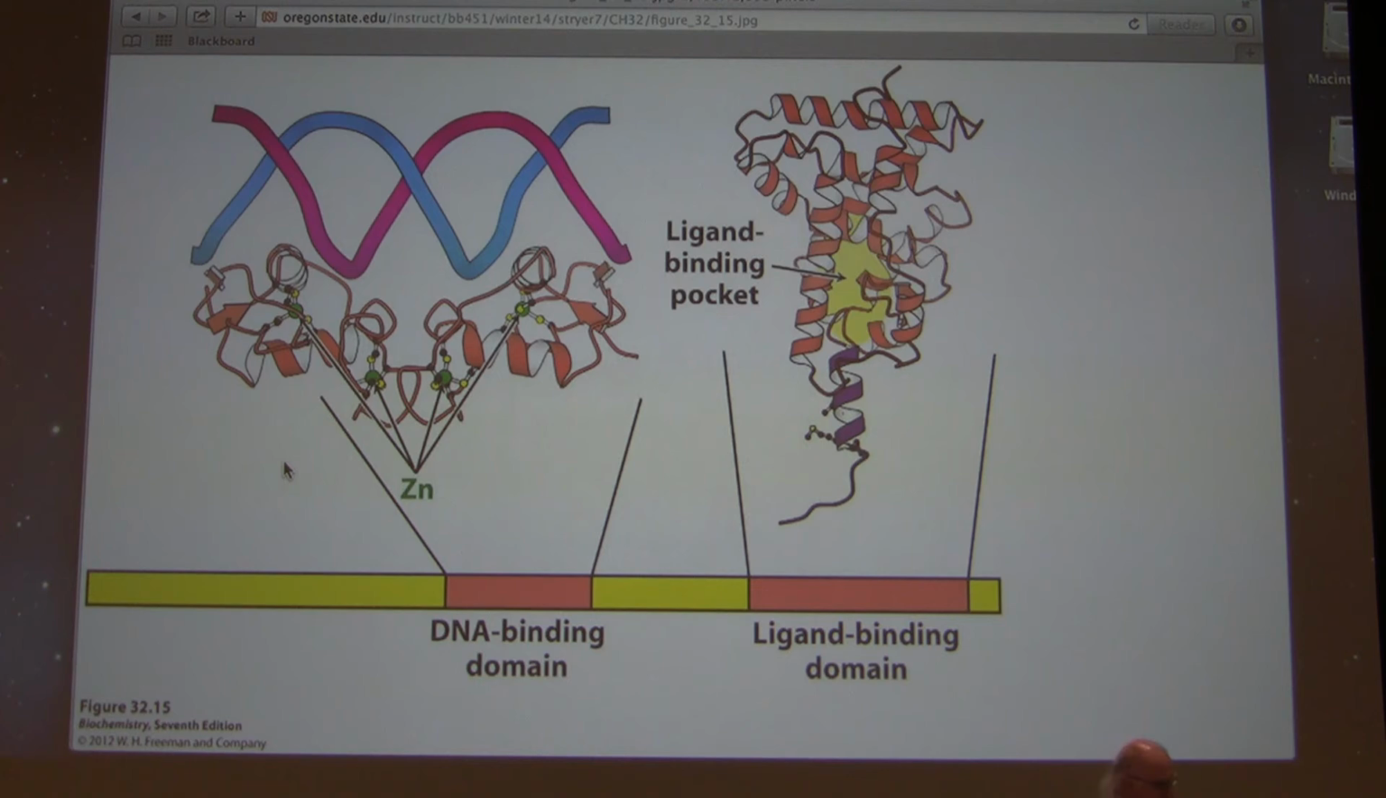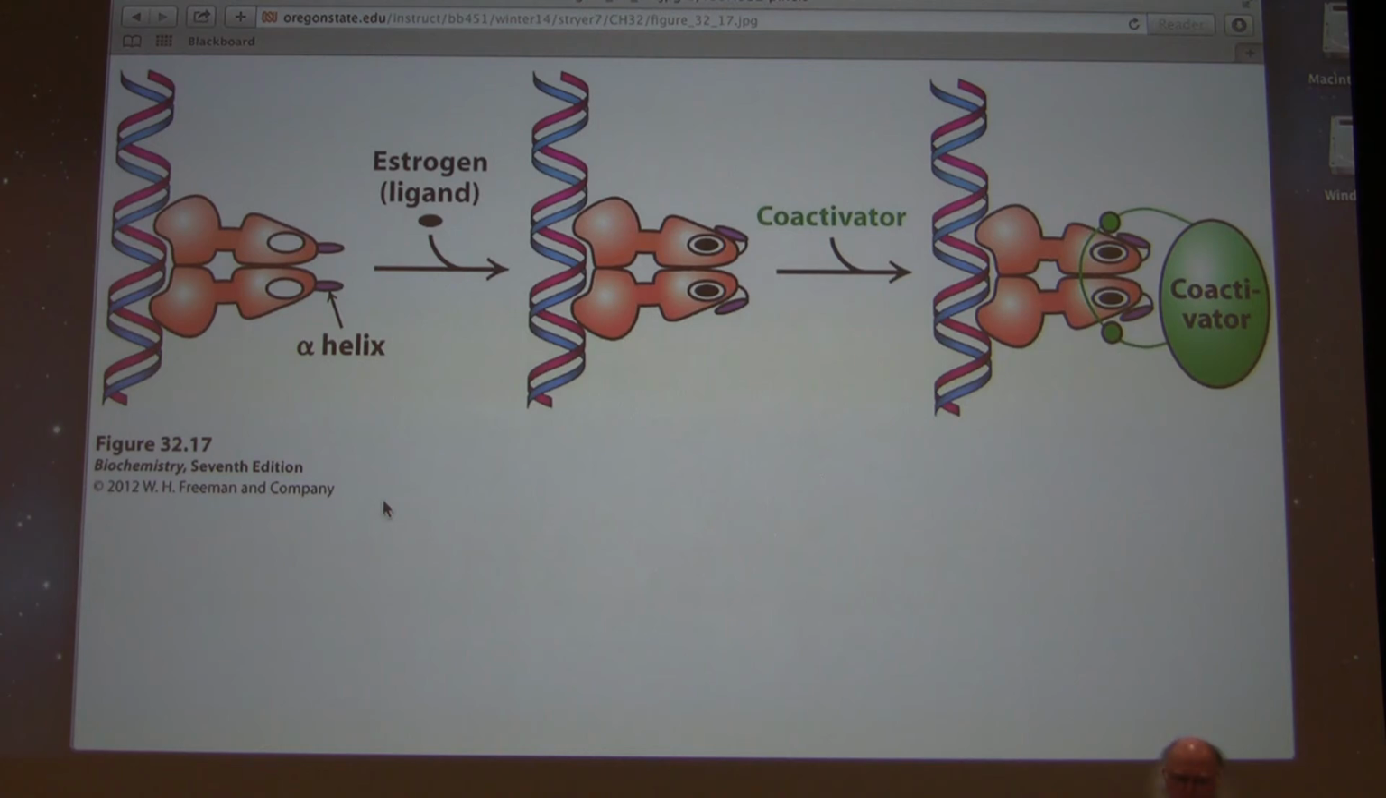Okay? Now, the binding of estrogen to the receptor does indeed affect the ability of the receptor to act, but not its ability to bind to DNA. Now, this is a little puzzling. So this nuclear hormone receptor will bind to DNA whether or not the hormone is present. I'm going to show you how it works in a second. All right? Well, how does it work? The way it works is as a result of what's called co-activator recruitment.